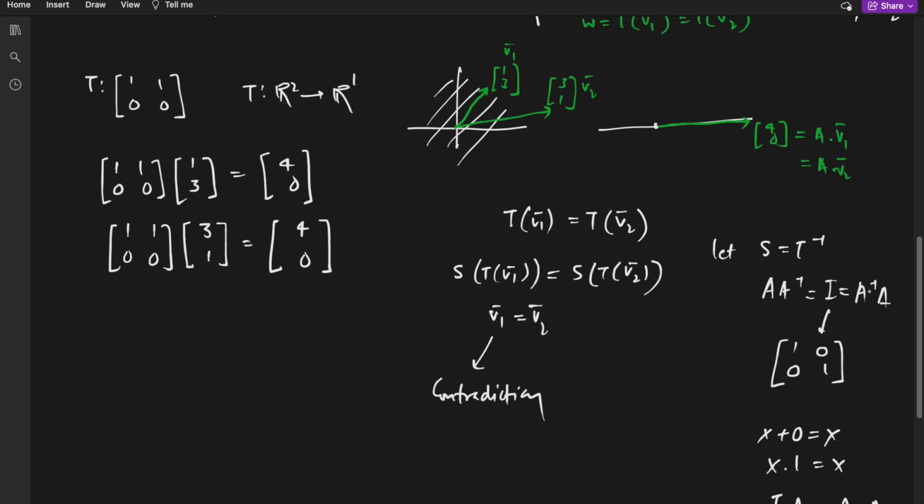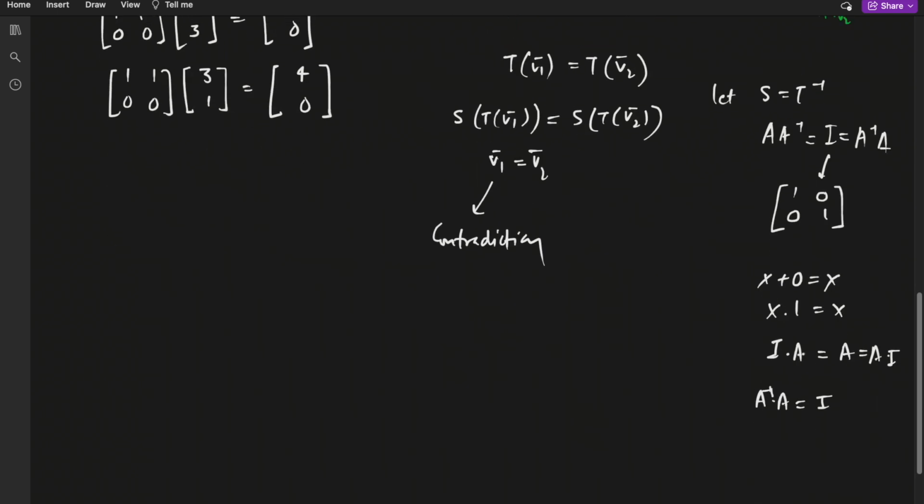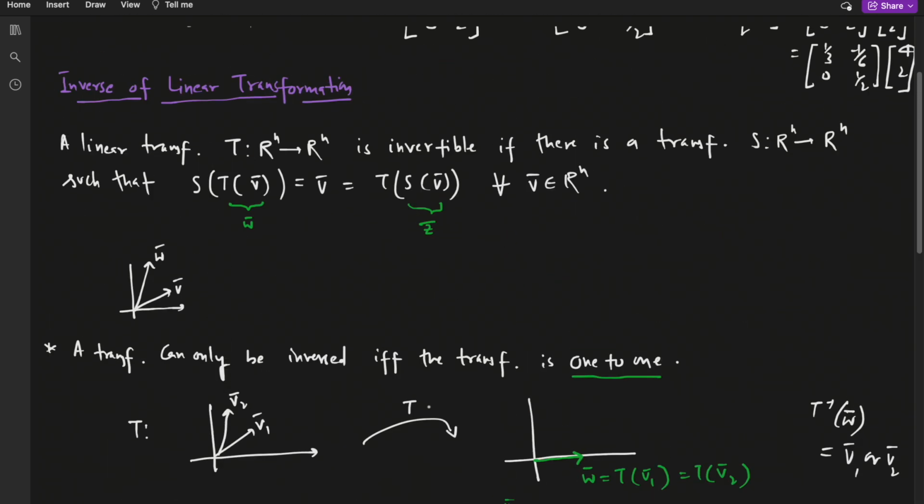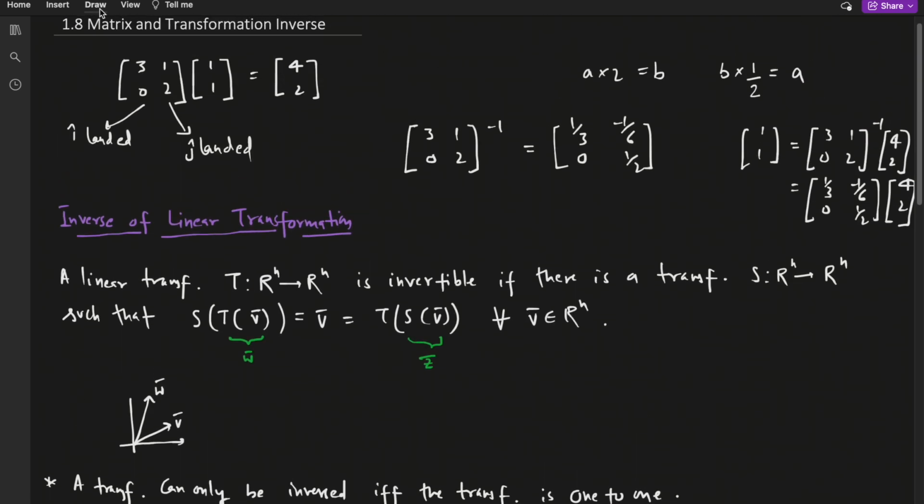Why a contradiction? Because this is saying that v1 and v2 are the same vector, but v1 and v2 are not the same vector. They are different vectors. v1 is 1 comma 3 and v2 is 3 comma 1. So by contradiction, we say therefore S is not equal to T inverse. So there exists no such S, right? So T inverse doesn't exist. Okay, all right. So this is the inverse of a linear transformation. Now we will see the inverse of matrices.